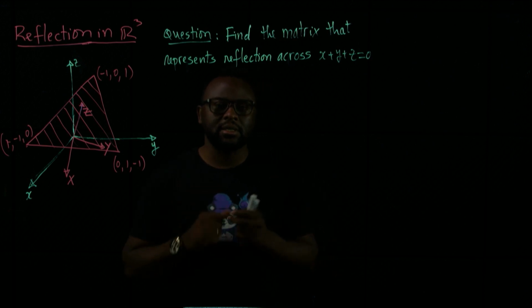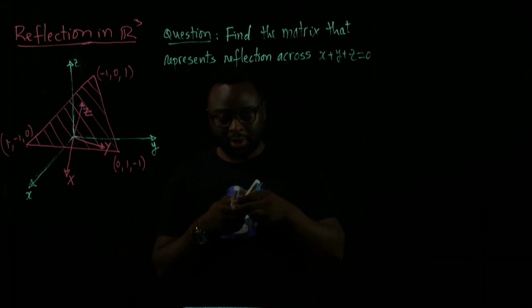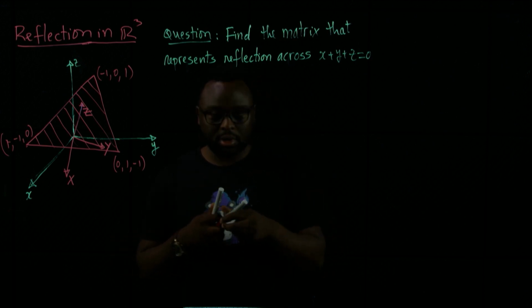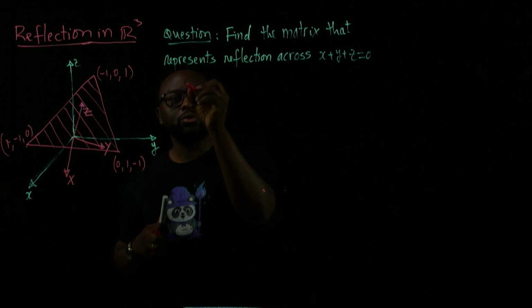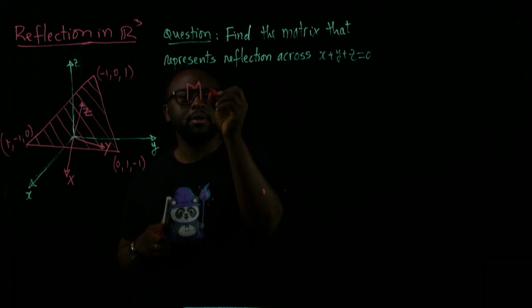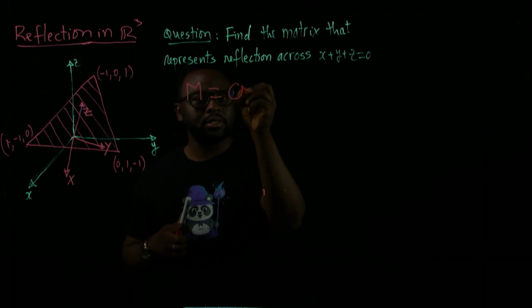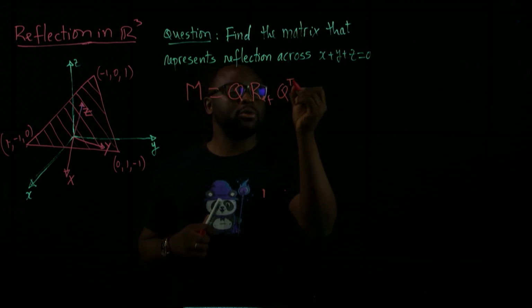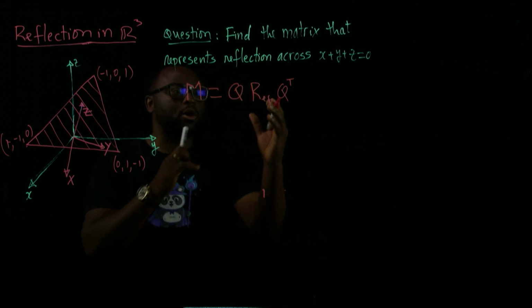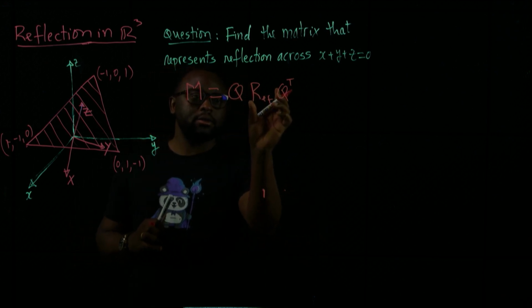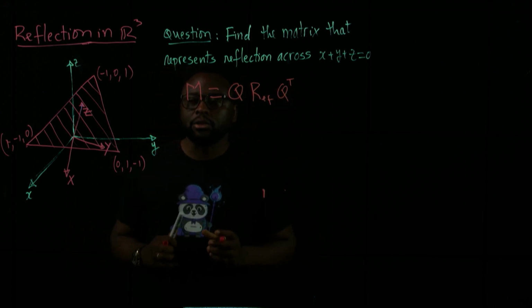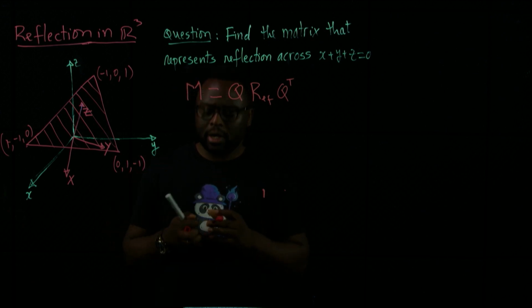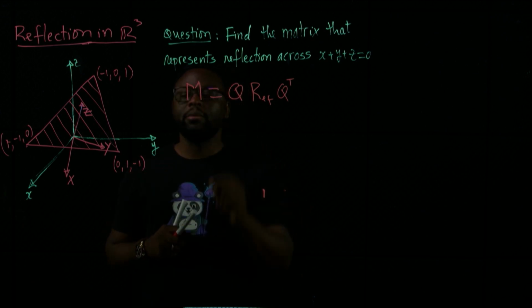And for this, as you know, for the reflection, in the previous video, I gave the formula. We are looking for the matrix M, such that M is Q, R, let's say reflection, and Q transpose. Q here is the orthogonal matrix, and R is the reflection. First of all, we want to find vectors that form the orthogonal matrix Q here.